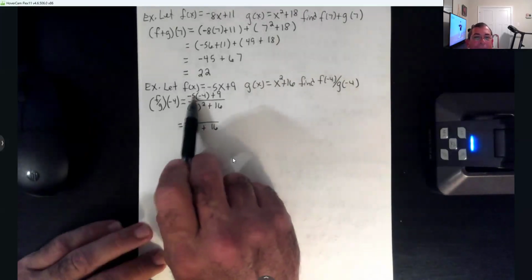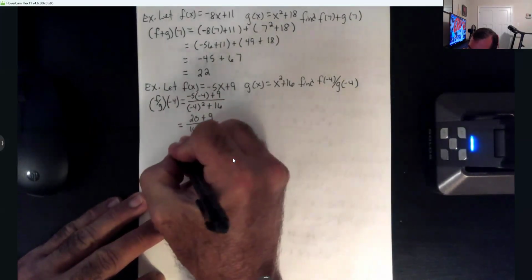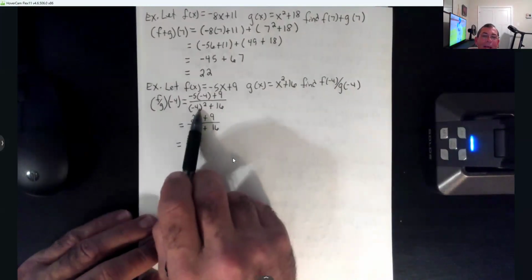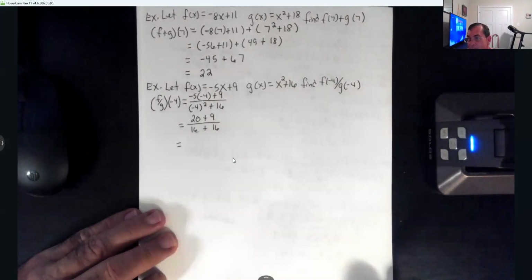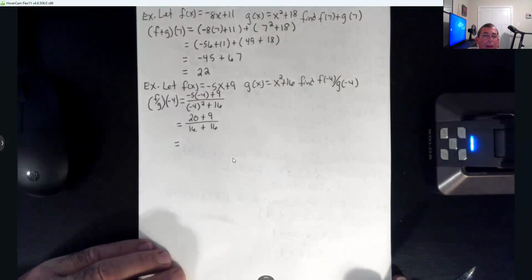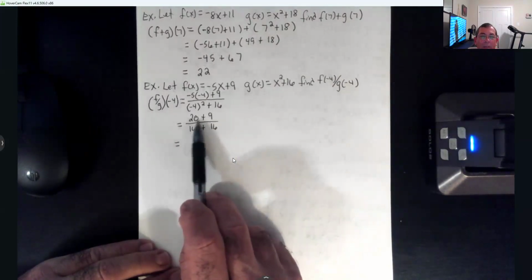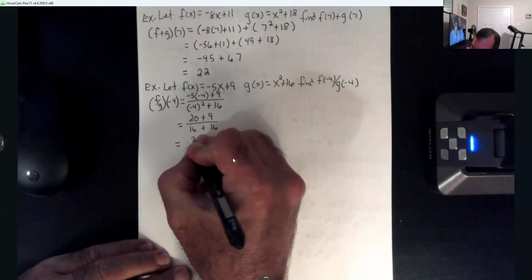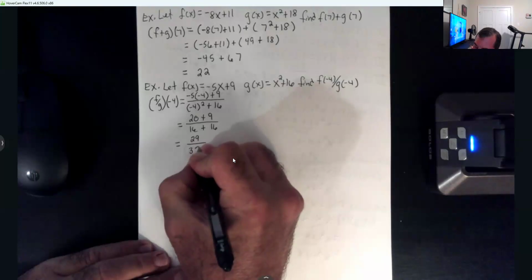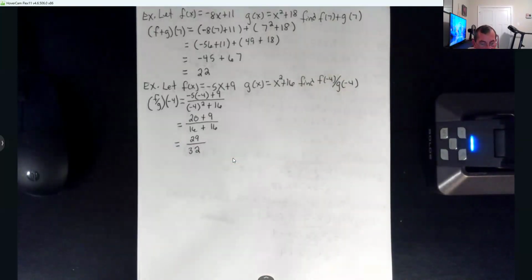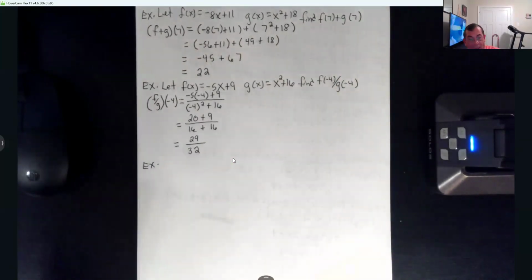And then let's see on top, negative 5 times negative 4 would give me a 20 plus my 9. So y'all be careful about that mistake. I don't care what number you give me. If I square it, it will end up positive, okay? All right, y'all. So that's where I get the biggest mistake. So let's finish this out on top. That's 29. And then let's see on bottom, 16 and 16 is 32. I don't think that reduces, y'all, so that would be our final answer, okay?